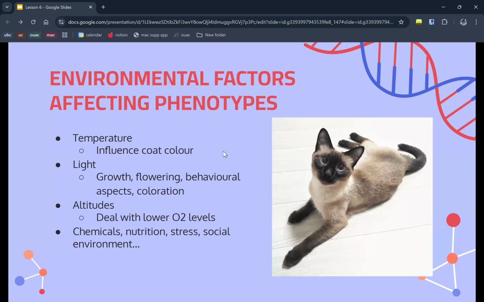So we know that humans that are born and raised at high altitudes can develop larger lung capacities and more red blood cells. I've also heard of a certain population having better capacity to swim underwater for a longer period of time. So it's a similar situation, as well as chemicals, nutrition, stress, social environment, etc. So there's a lot of factors that can affect phenotype.